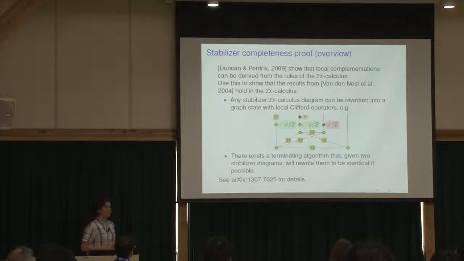As Duncan and Perdrix showed, we can derive local complementations in the ZX calculus. We can use this to show then that Van den Nest's result holds in the ZX calculus. This is what I talked about in QPL 2 years ago.